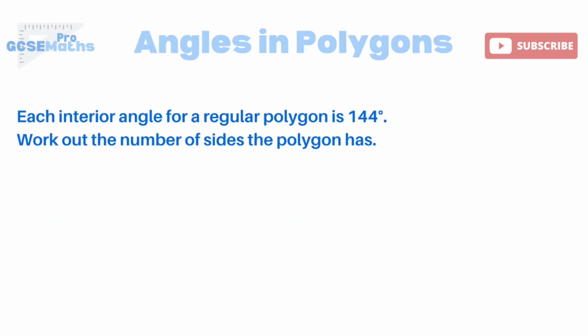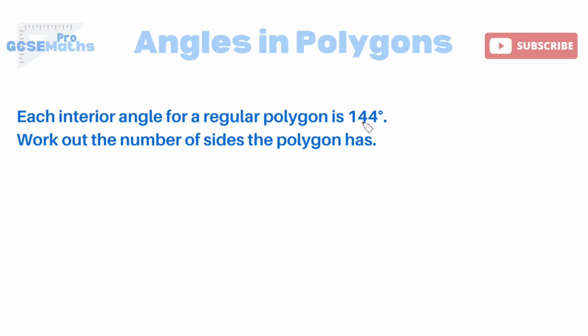So now we're moving on to a slightly more advanced question. We've got here that each interior angle for a regular polygon is 144 degrees. Work out the number of sides the polygon has. So do you see how now they've given us the interior angle, and we're effectively going to have to work backwards to find out the number of sides originally. That's why they said polygon and not being more specific.